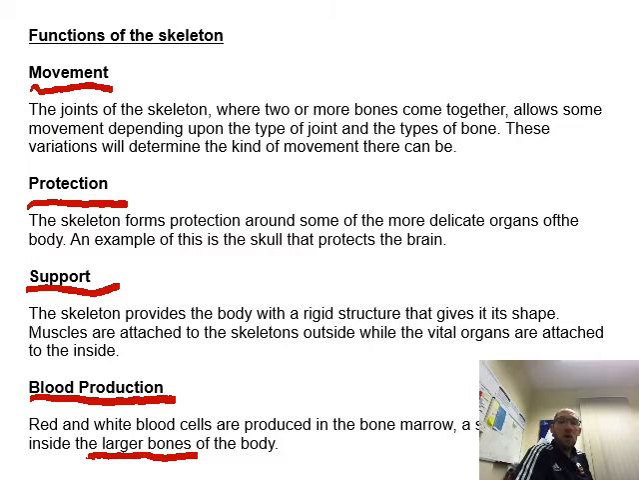The last one is blood production, but you can also say mineral storage as well. With blood production, your red and white blood cells are produced in your bone marrow. And that's inside all large bones. You can actually see down here. So all large bones here produce your red blood cells and white blood cells in your bone marrow.